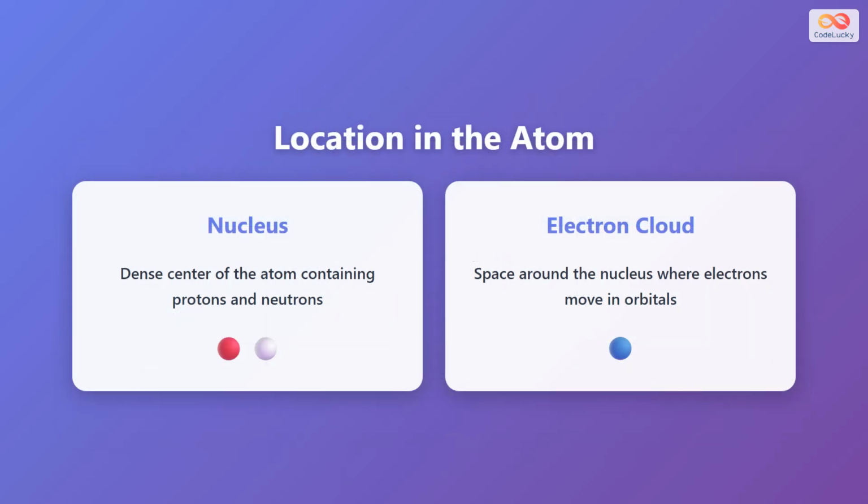Understanding where these particles are located is crucial. The nucleus is the dense center of the atom and contains both protons and neutrons. Because protons and neutrons have nearly the same mass and are packed tightly together, the nucleus contains almost all of the atom's mass despite being incredibly small. The electron cloud, on the other hand, is the space surrounding the nucleus where electrons move in specific energy levels or orbitals. Although electrons are much lighter, they occupy most of the atom's volume.